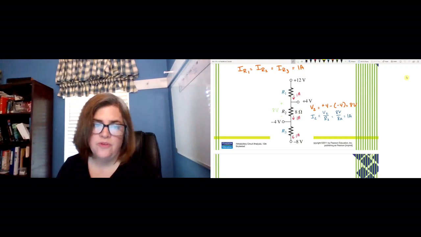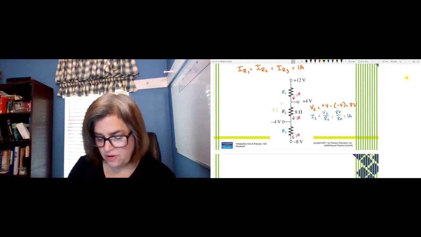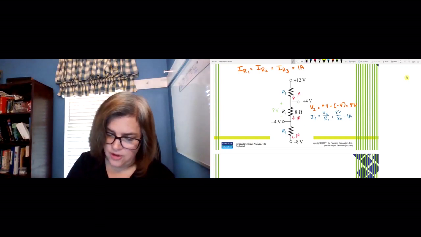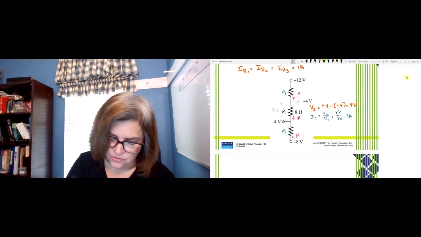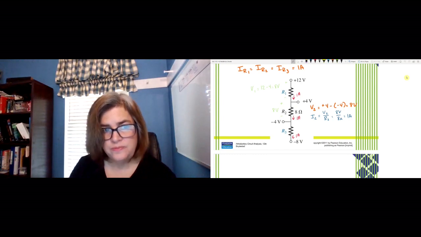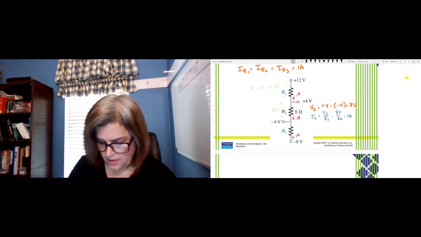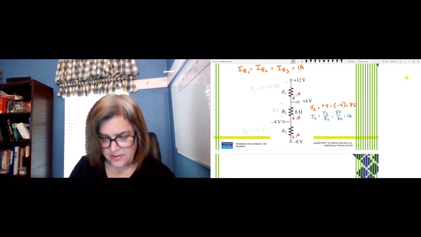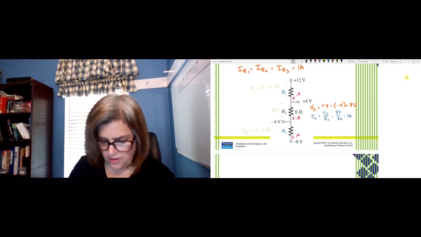Okay, so now we should be able to find R1 and R3. So first we need our voltage drops across each. So the voltage drop across R1, which is V1, would be 12 minus 4, or also 8 volts. And the voltage drop across R3, which is V3, would be a -4 minus a -8, which would be 4 volts. So we have 4 volts drop across there.